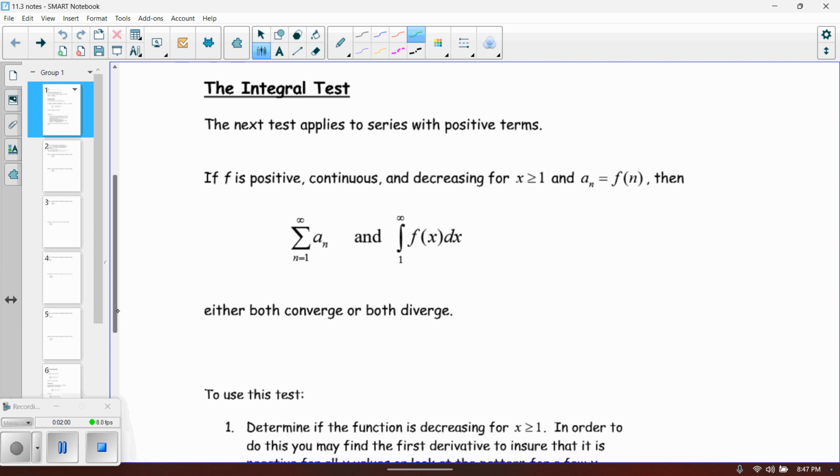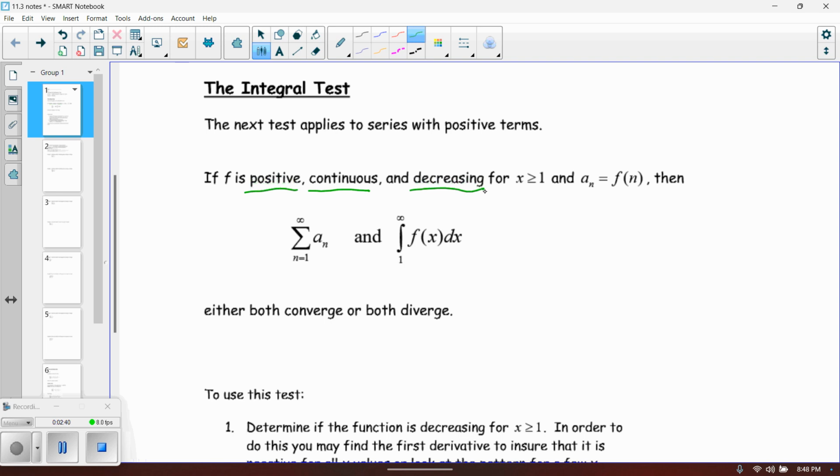So here are the criteria. You have to have a function which is positive, continuous, and decreasing for some values. It says x is greater than or equal to 1. Technically, x can start greater than that, but that's typically where you start. You would basically have to call a sub n some kind of a function of n. So you're going to rename your general term of the series the function of n, and then we can utilize the test. Again, it has to be positive, continuous, and decreasing when you call your series some kind of function.